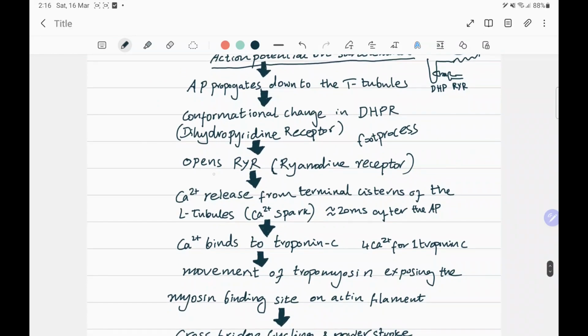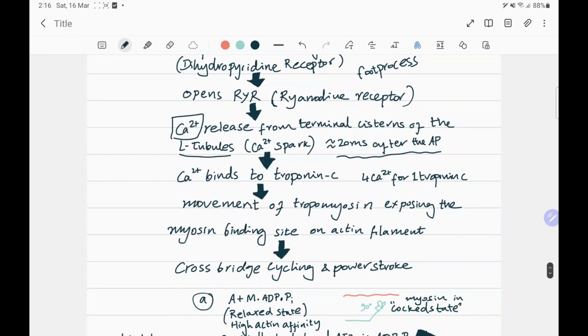Anyway, so now you have the foot process, which releases the calcium. You make a conformational change in the foot process, so ryanodine releases calcium from the L tubules. Lots of calcium is released from the terminal cisterns of the L tubules over here, and this is called calcium spark. And it takes place around 20 milliseconds after the onset of the action potential in the muscle.